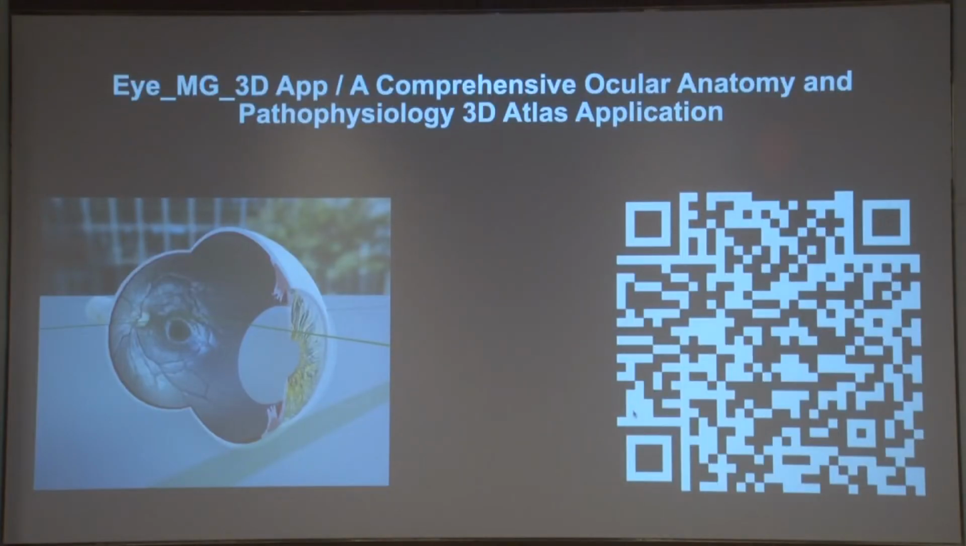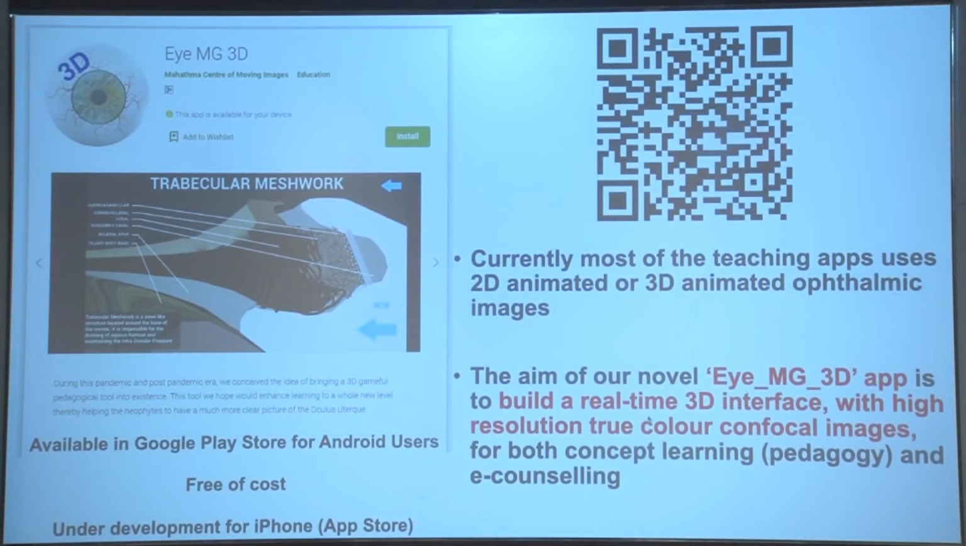Then we innovated this particular application, IMG3D. I have shared the QR code with you all in my handouts. In this app, what we started doing was, the more animations we created, the more we felt we needed to move into unanimations, because animations are for undergraduates, or for neophytes who are coming into ophthalmology. But for practicing people, we felt unanimations with real time, true color, confocal images in 3D will give you a much better view.